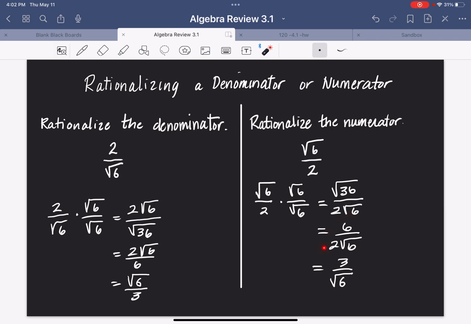And once again, 6 and 2 are rational numbers. They're outside numbers, so I can reduce those. 2 goes into 6, leaves me with a 3 numerator. So here we have a rational denominator, no square root in the denominator. And here we have a rational numerator, no square root in the numerator.